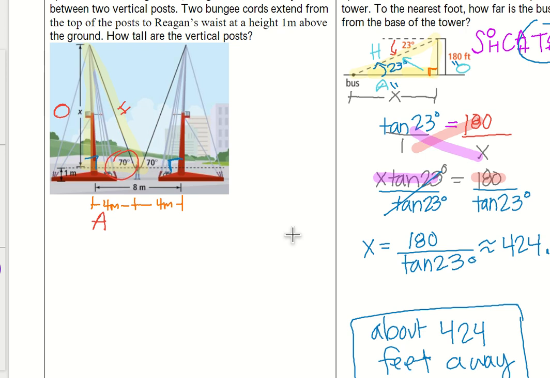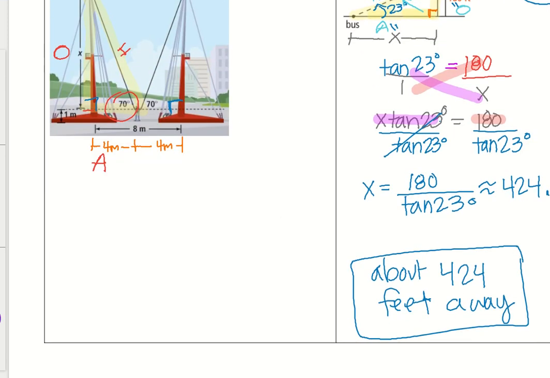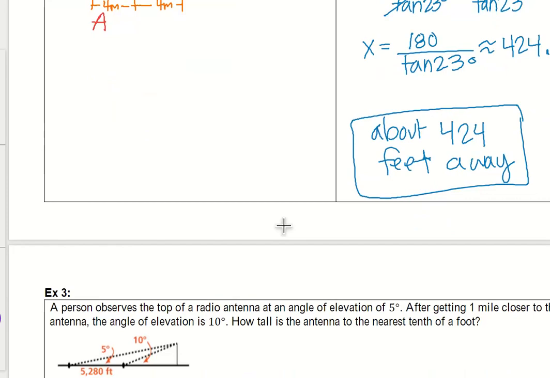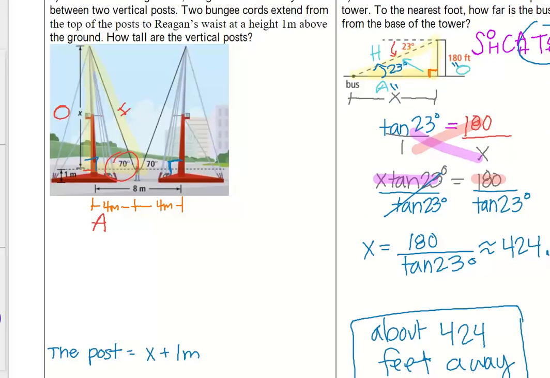Okay, so notice that when we're doing this, everything in the triangle is a meter above the ground. So when I'm finding the height of the posts, I'm actually going to add 1 meter. So I would say that the post is going to equal x plus 1 meter. Okay, so I'm going to have to add 1 to the end of my solution.